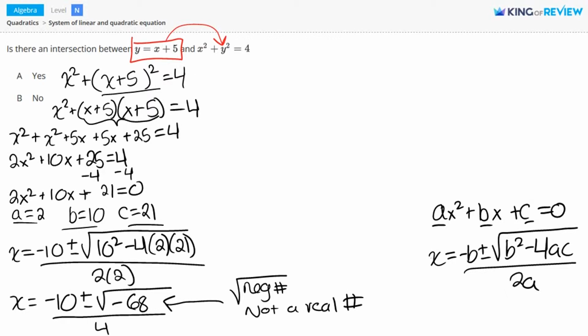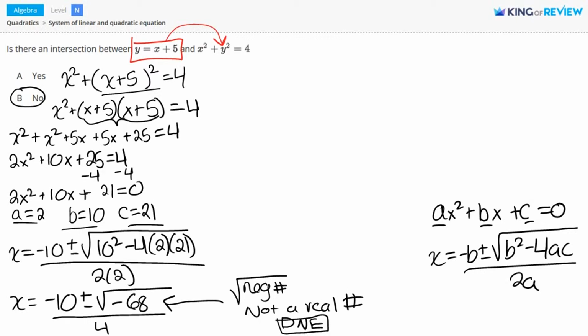When you have a negative number under a square root sign, this is not a real number, so it does not exist. So this means that there are no points of intersection between these two graphs. So letter B is correct.